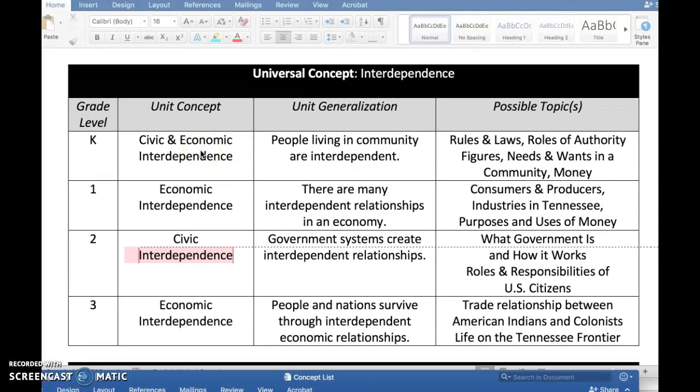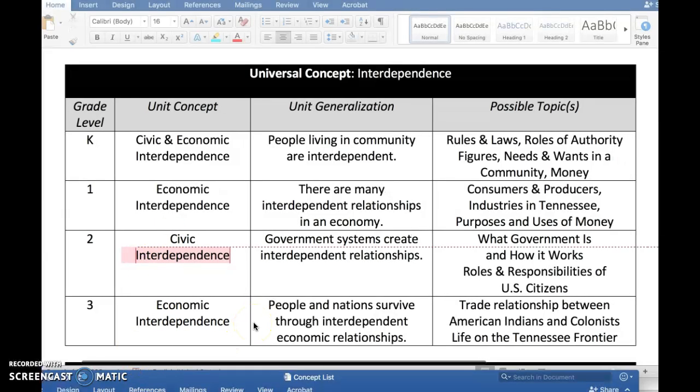I also felt like with the unit concept there might need to be, at least from the teacher point of view, if not the students, some kind of qualification of the kind of interdependence that we're talking about, whether civic or economic. So that's why I detailed that here, but that could be subject to change or feedback as well.